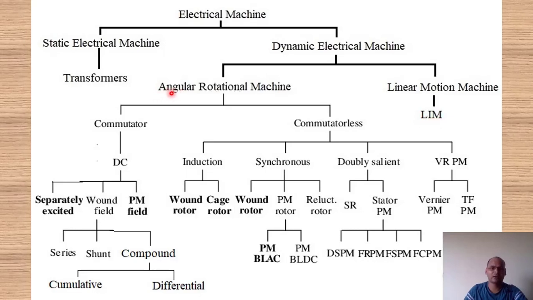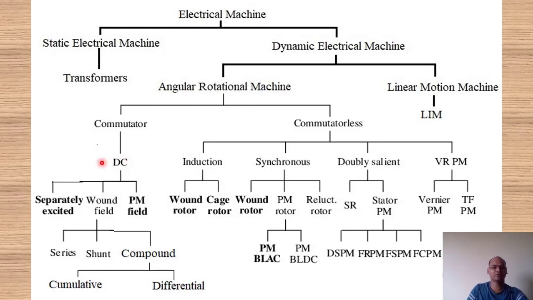Again, angular rotational machine is further classified into two parts. First one is commutator machine and second one is commutatorless machine. Commutator machines are those machines which have a commutator arrangement. The best example of commutator machines is all types of DC machines, either series motor or compound machine.